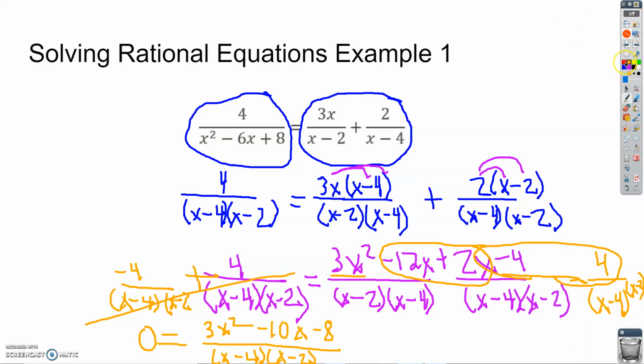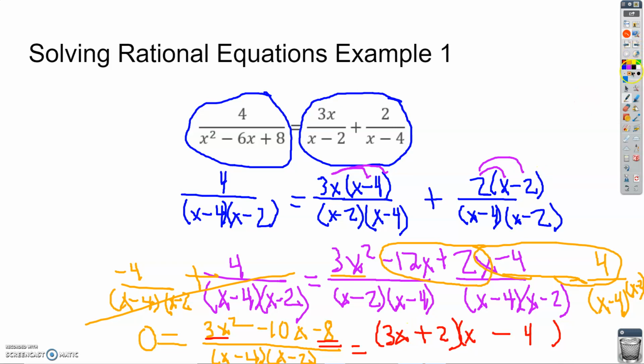Okay. So now when I look at this, I need to factor 3x squared minus 10x minus 8. And this factor is a little bit more interesting just because there's a number in front of x squared. So I have to think what two numbers multiplied together gives me 3x squared, and that's 3x and x. And then I have to think what two numbers multiplied together gives me negative 8. And that would be 2 and 4, and then this is negative, and that's positive.